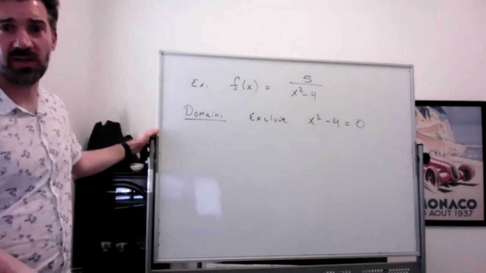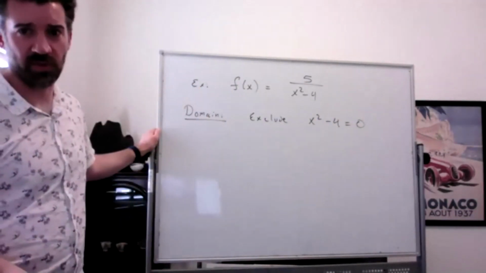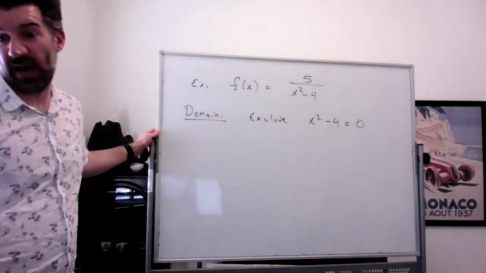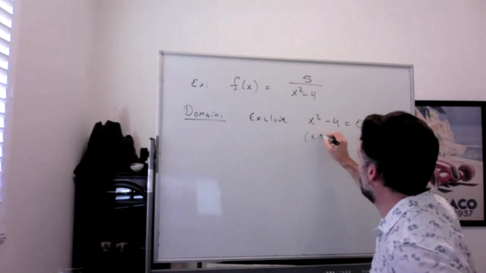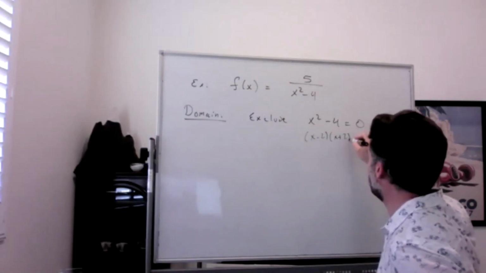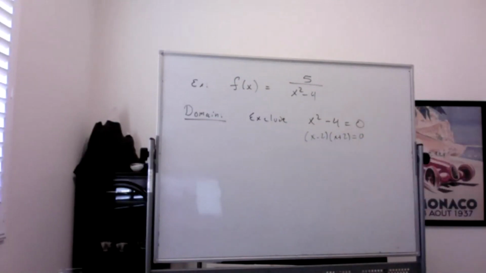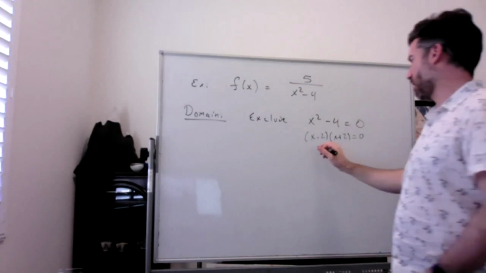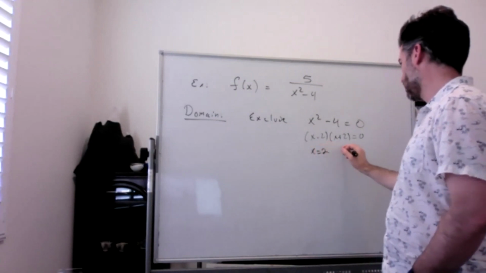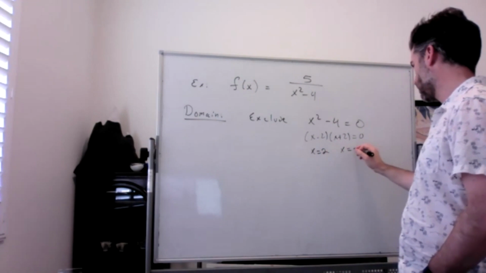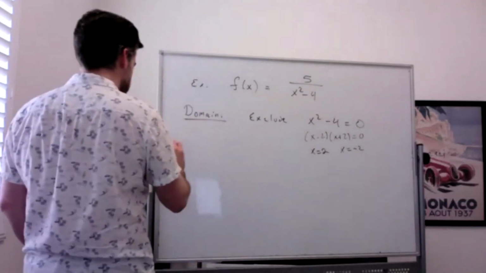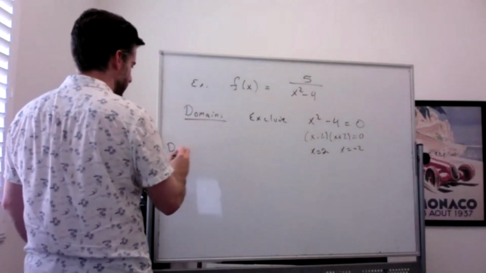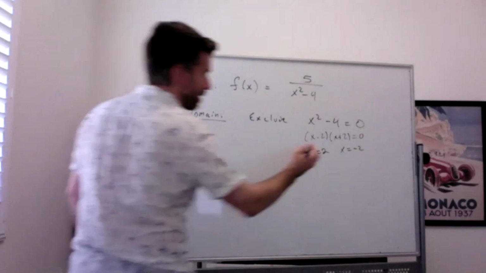There's a couple ways you can solve this. You can bring the 4 over and square root both sides, or I usually prefer to factor. So I'm going to factor this as x minus 2 times x plus 2 equal to 0, and then I get x equal to 2 and x equal to negative 2. Those are the numbers I'm going to exclude from the domain. So I don't want those. My domain is everything except for 2 and negative 2.